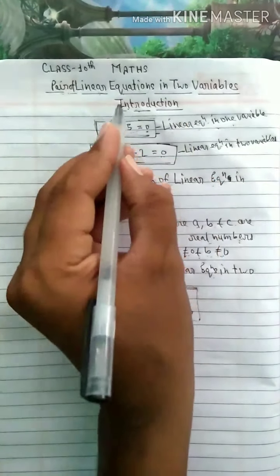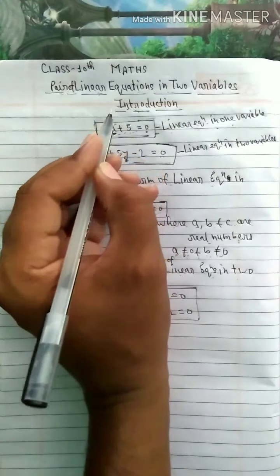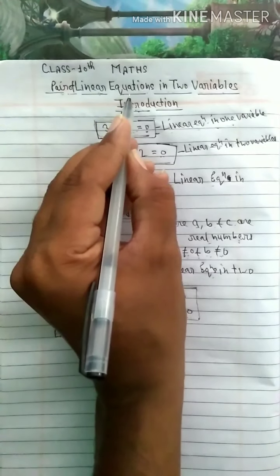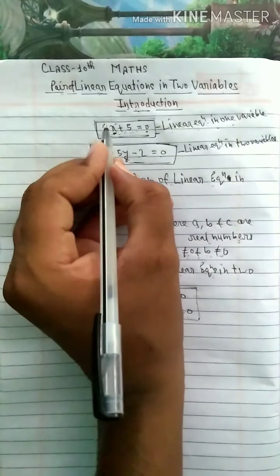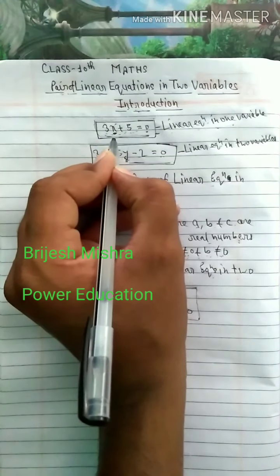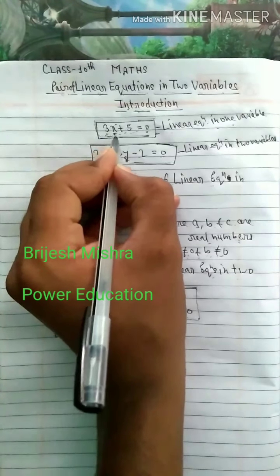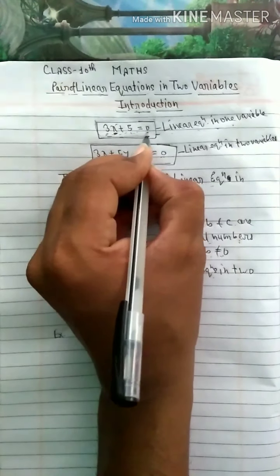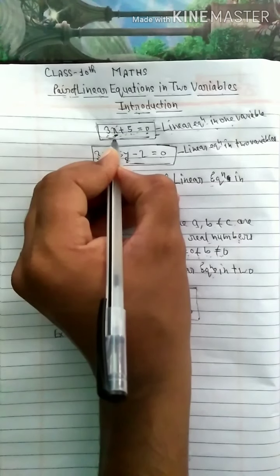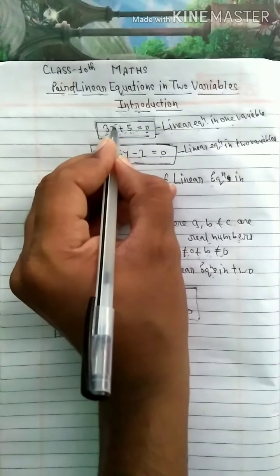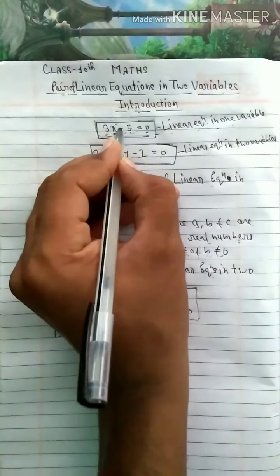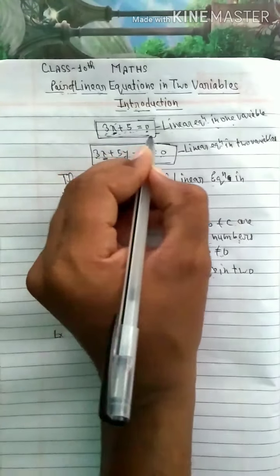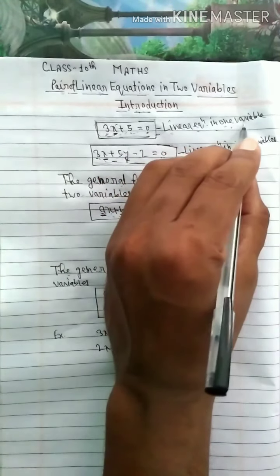Today we are discussing the introduction part of pair of linear equations in two variables. So first of all, what is a linear equation? A linear equation is an algebraic expression whose degree is 1. If we take the example 3x plus 5 equal to 0, see here the variable is x and the power of the variable is 1. So it is called a linear equation in one variable.